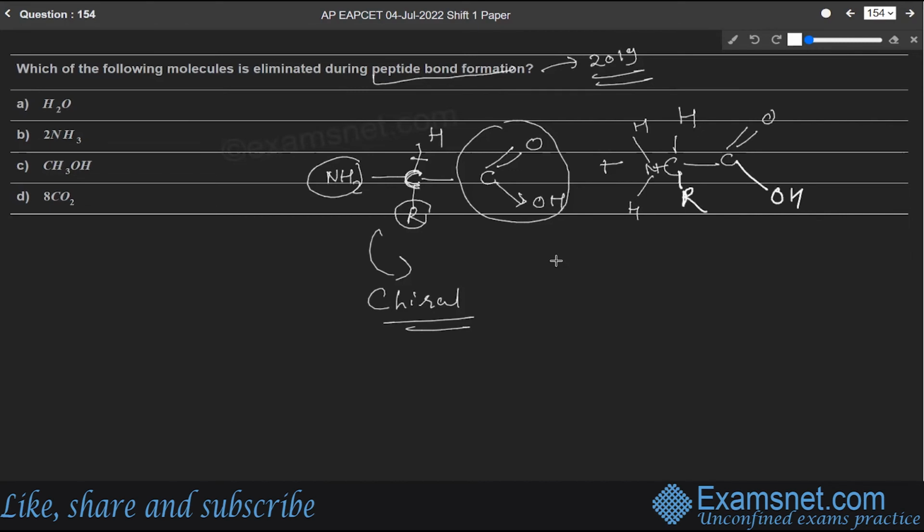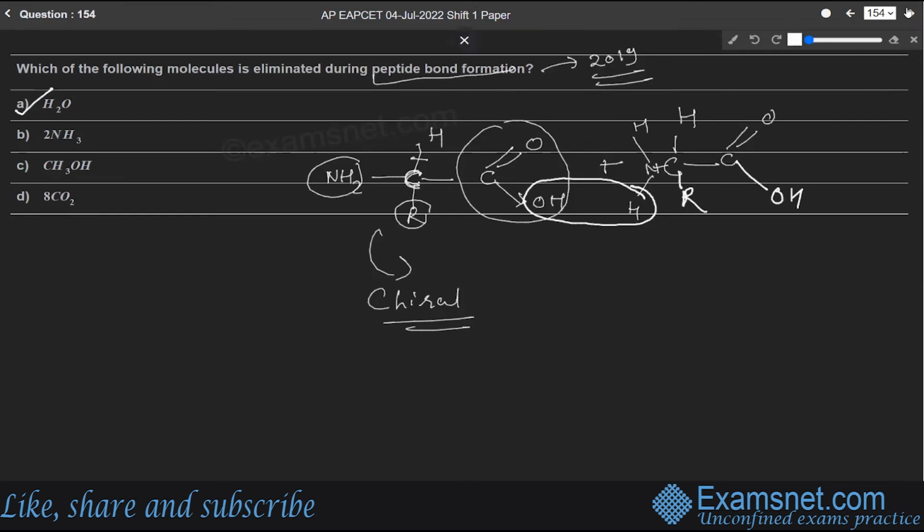So when this is formed, right? What is removed during the peptide bond formation? You just have to remove H2O. Even though I'm telling you this reaction, nobody would tell you while solving this question, because this reaction could even be asked. So what you remove during the formation of a peptide is H2O. So the correct answer is H2O.